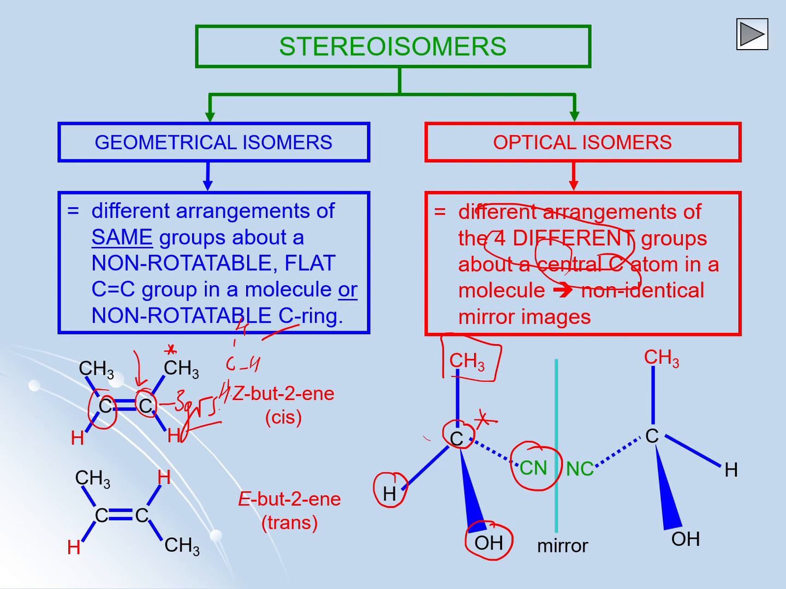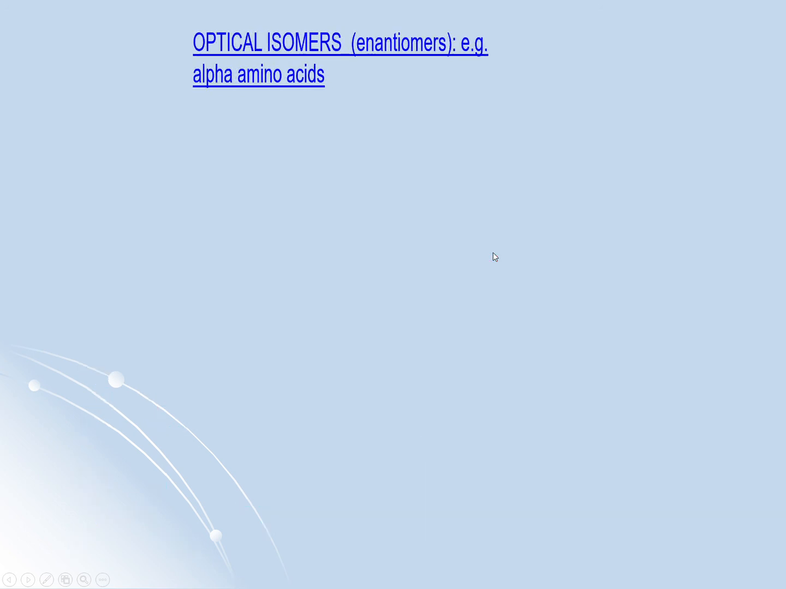Okay, so these things are phenomenally similar. The only way that we can tell the difference between them is their ability to rotate plane polarized light, and that's where they earn their name, optical isomers. And we'll have a look at rotation of plane polarized light later on. So that's where they get their name from.